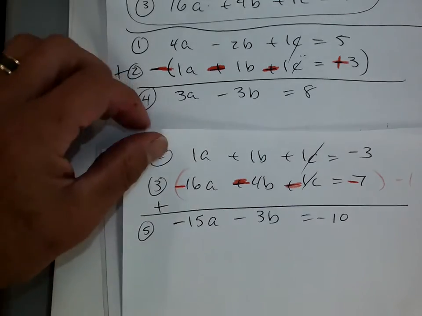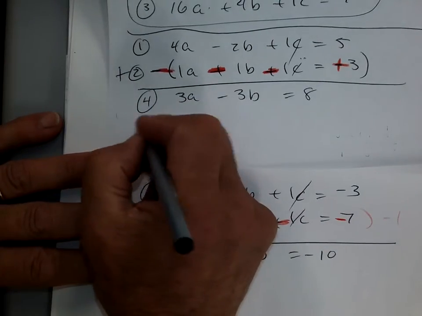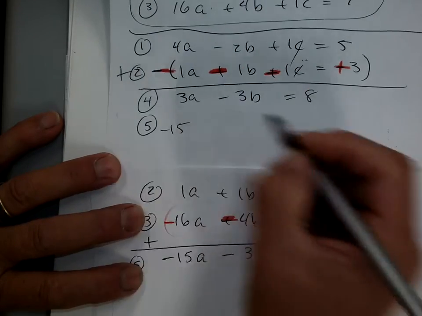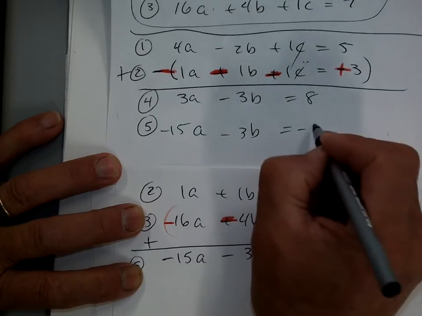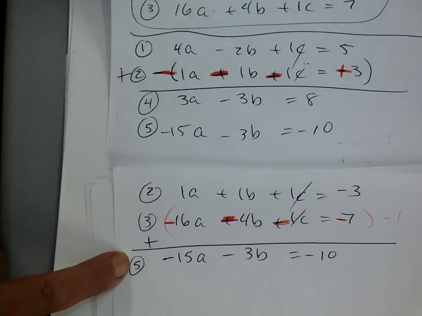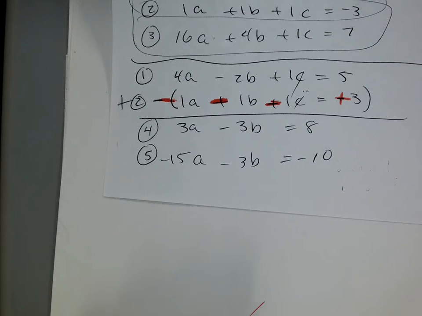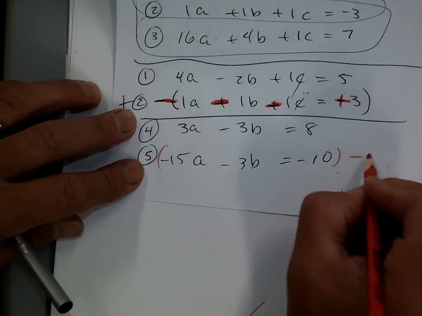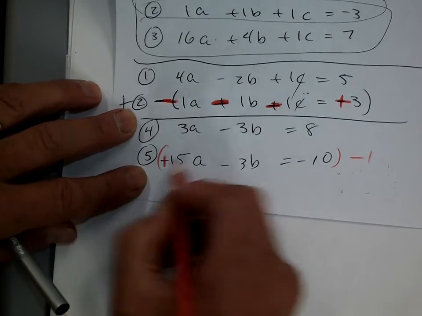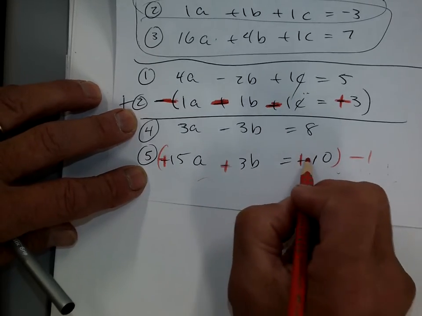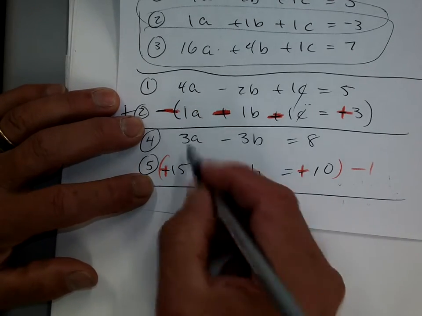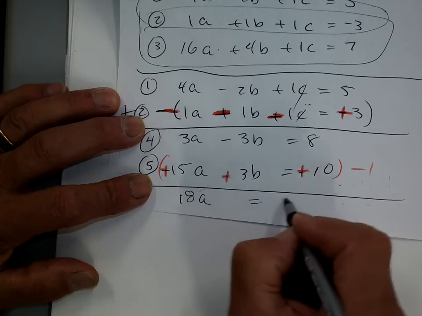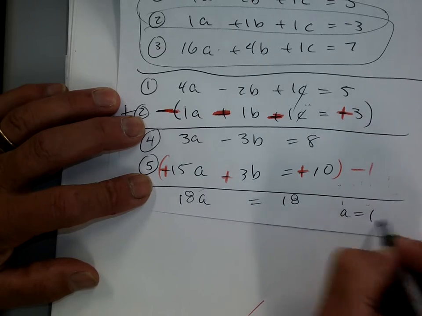Put equation 5 with equation 4. So I'll put equation 5 right here. That's my negative 15a minus 3b equals negative 10. Now this isn't so bad. I'll subtract 4 and 5. To make it easy for myself, I'll just multiply through this by negative 1 so I get opposites here. That makes it positive, positive, positive. And then when I subtract these, I'll get the value of a. I'll get 18a equals 18. Divide, and a is 1. Whew, I got a is 1.